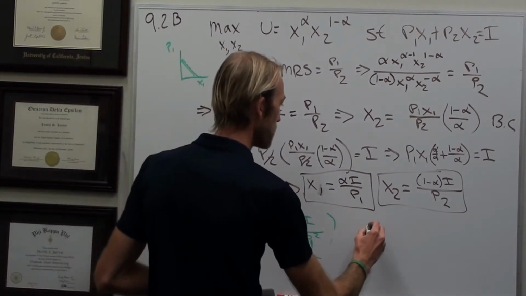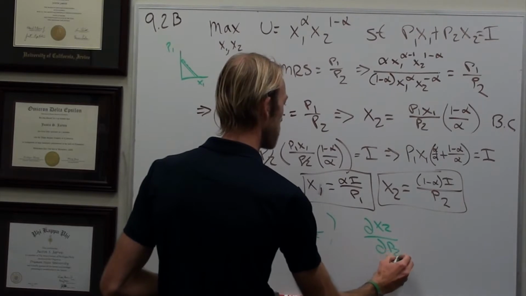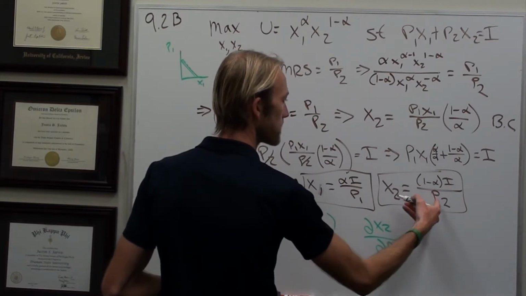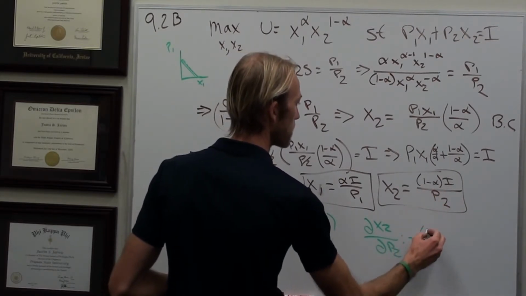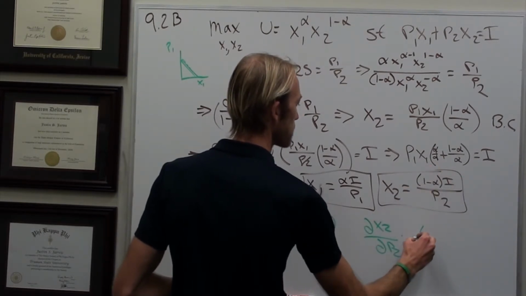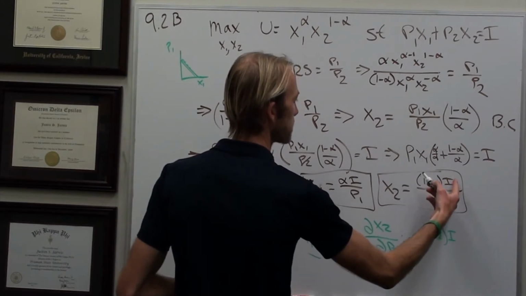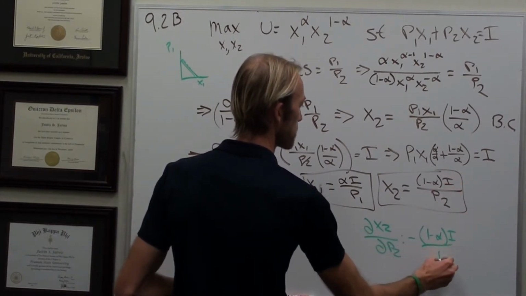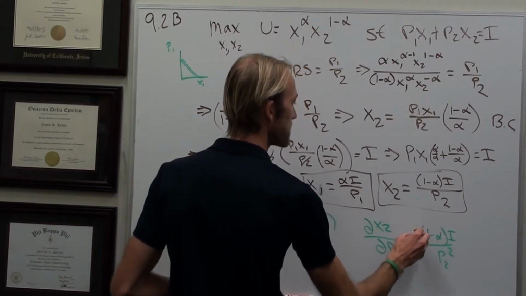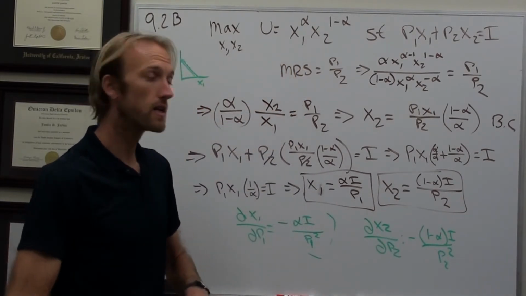Let's do the same for x2. Partial x2 with respect to P2. Same thing here. It's negative because P2 is to the negative 1 if I bring it up here, so bring the negative sign down. Negative (1 minus alpha) income times P2 to the negative 2. Well, that's the same thing as putting P2 squared on the bottom. This is also negative. We are talking about a negative slope.